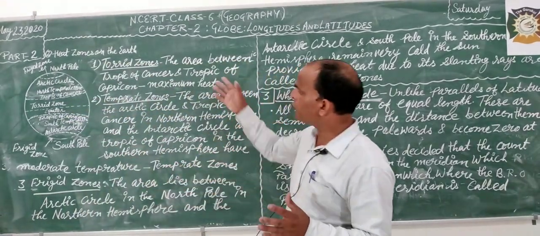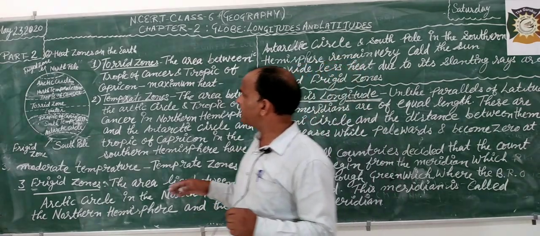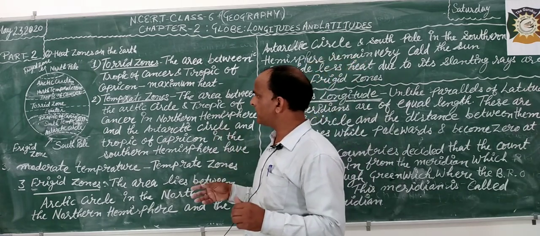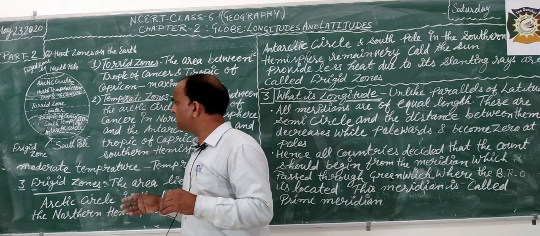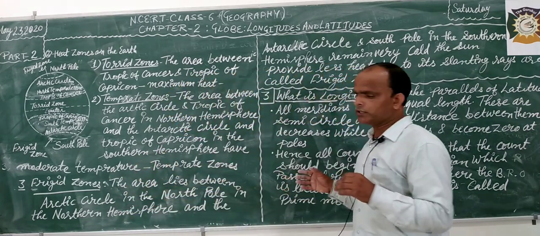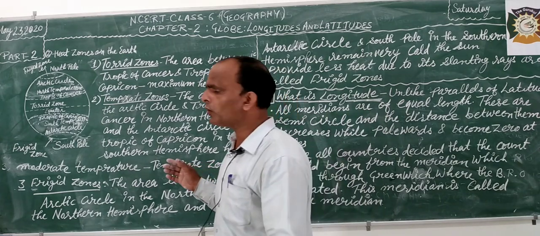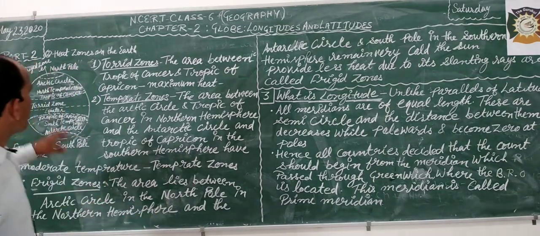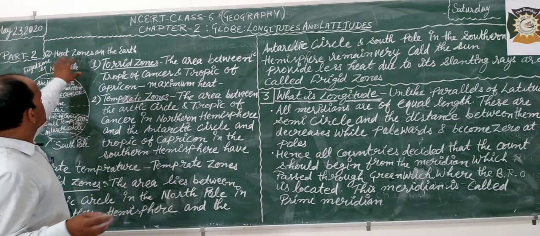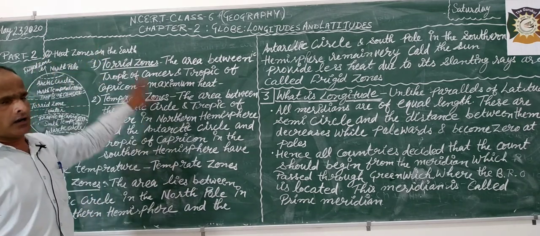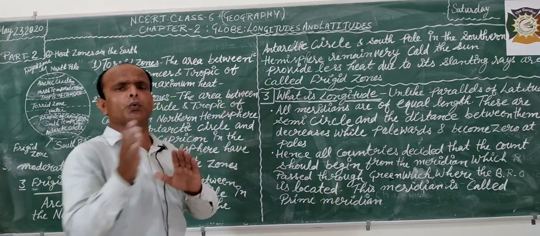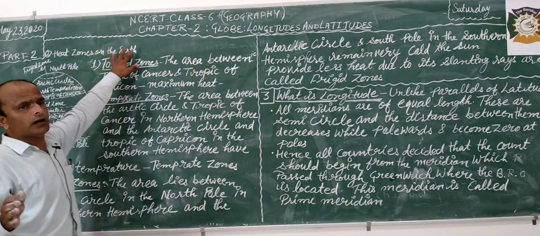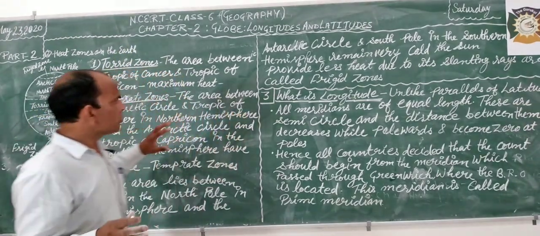In the last lecture we stopped at the parallels of latitudes. We know that there are four parallels of latitudes: Tropic of Capricorn, Tropic of Cancer, Arctic Circle and Antarctic Circle. After this, we are going to discuss zones on the earth. There are three zones on the earth, which are called heat zones on the earth.